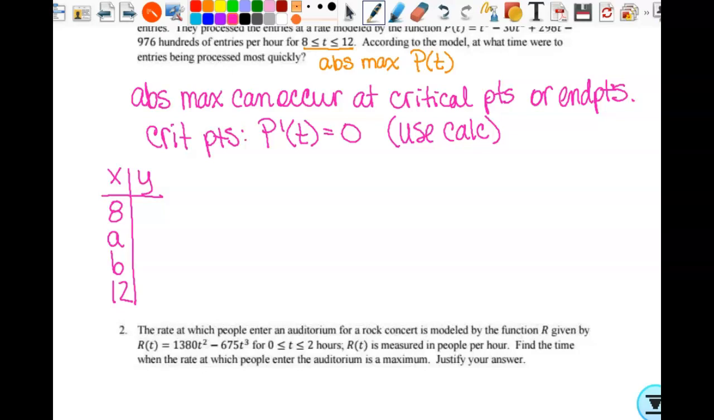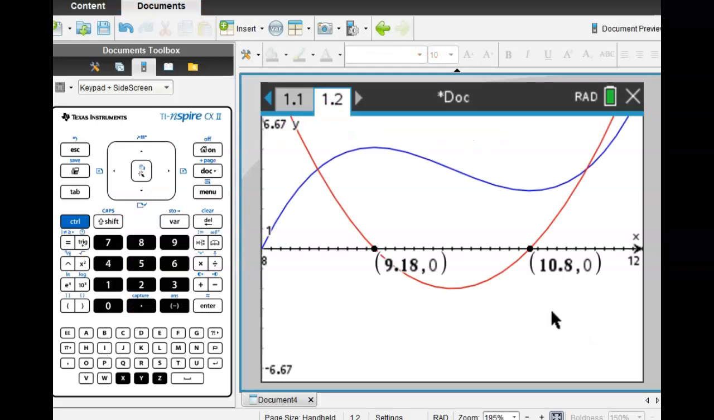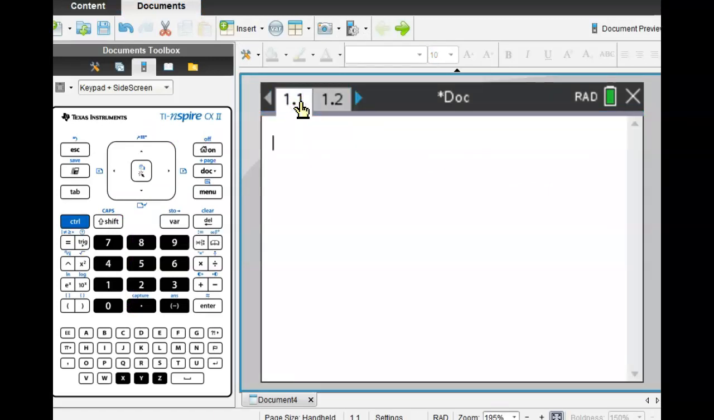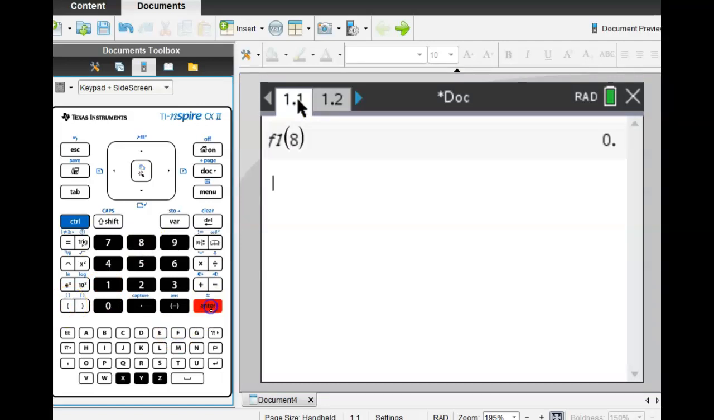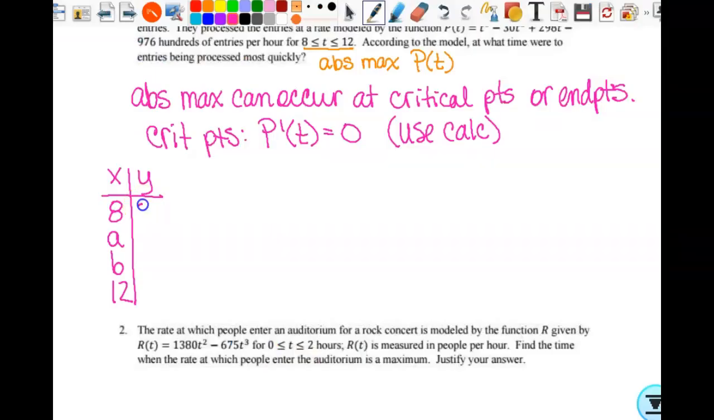So we want to evaluate each one of these. Okay, so we're going to go back to our calculator, and you're going to go to your calculate screen. You want to do F1 of 8. Did you get 0? Yes, so that means this is 0.